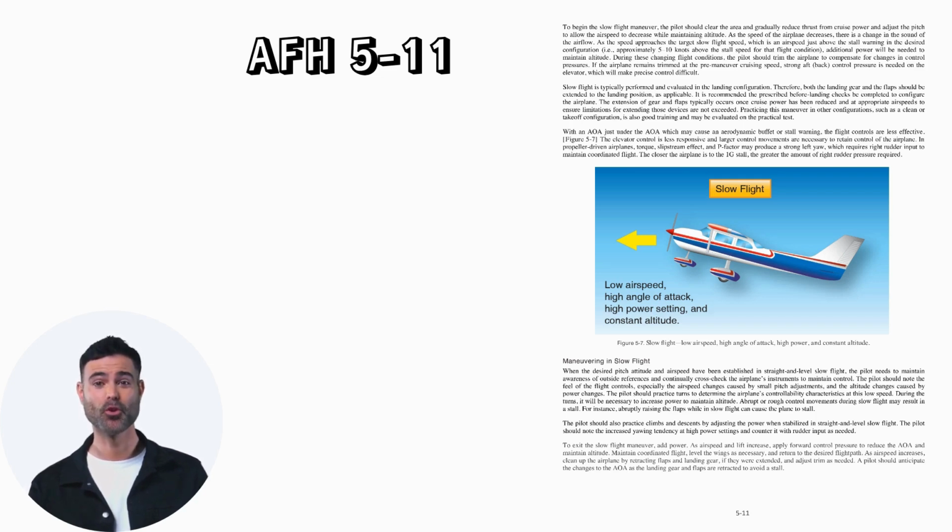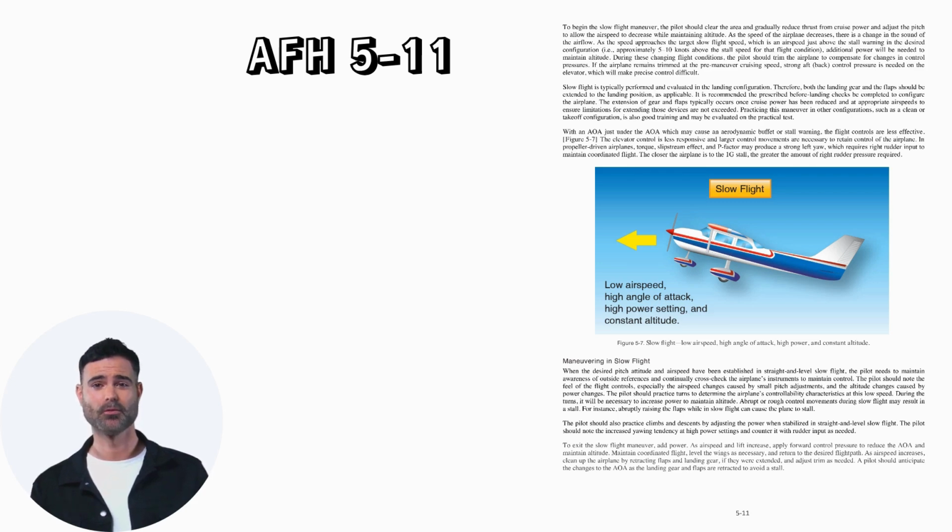Abrupt or rough control movements during slow flight may result in a stall. For instance, abruptly raising the flaps while in slow flight can cause the plane to stall. The pilot should also practice climbs and descents by adjusting the power when stabilized in straight and level slow flight. The pilot should note the increased yawing tendency at high power settings and counter it with rudder input as needed.